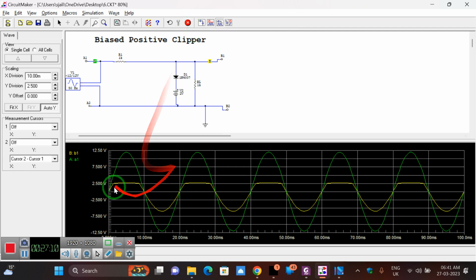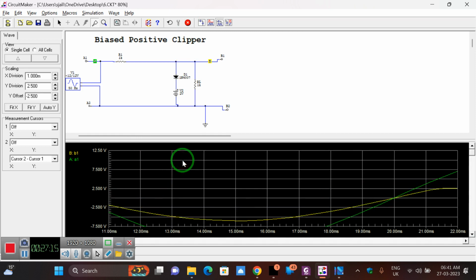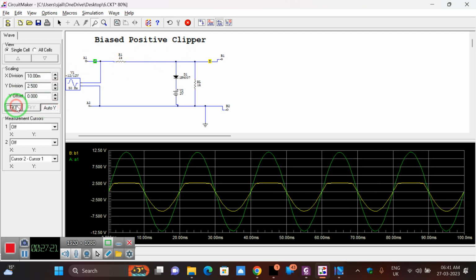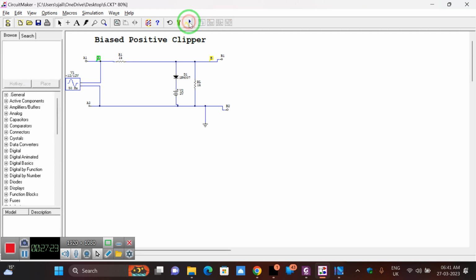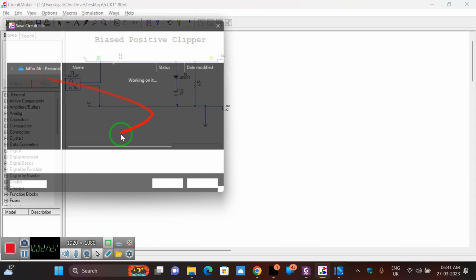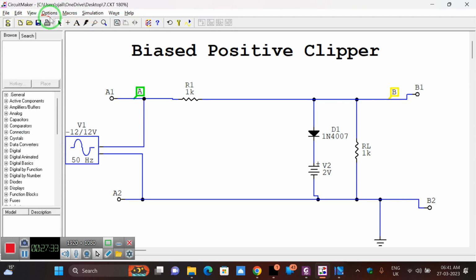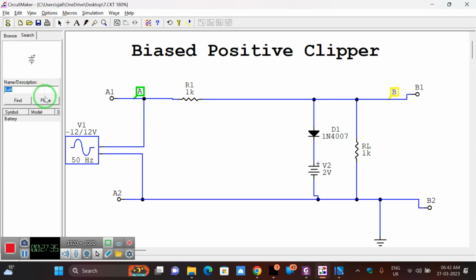Now both sides I want to clip some portion, not the complete half cycle. Then we can see it by changing or adding something. Now save this circuit as 7 so that you can understand easily. All circuits will be saved. Okay, now make it big. Now what do I have to add? Battery and diode. So place the battery here, rotate here.